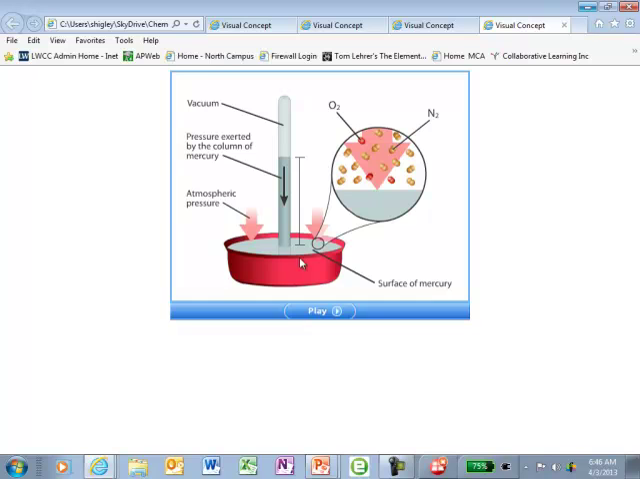Here you see a picture of a barometer. It's a sealed glass tube filled with mercury, and then that's inverted into a dish of mercury. I'll play this so you can see how this works.